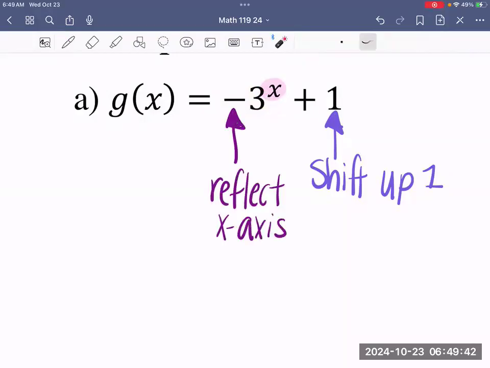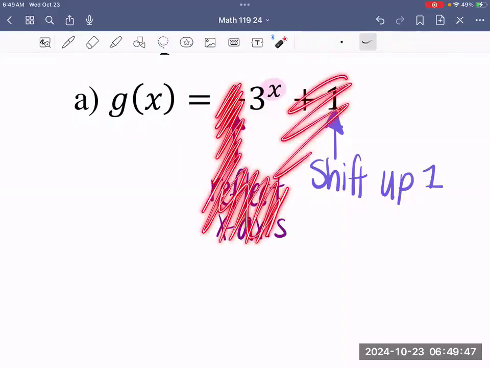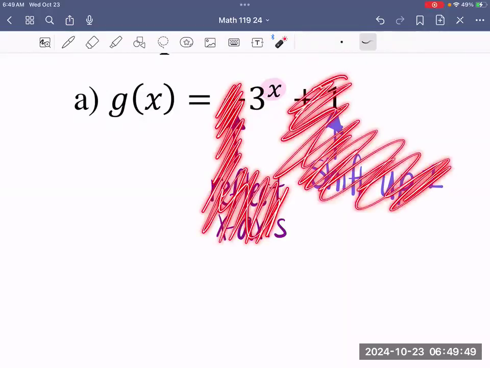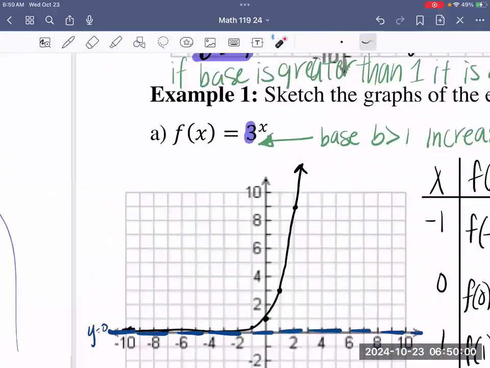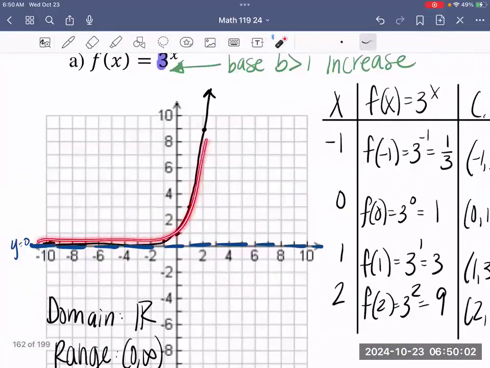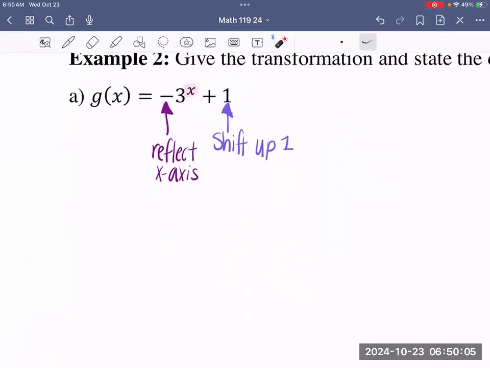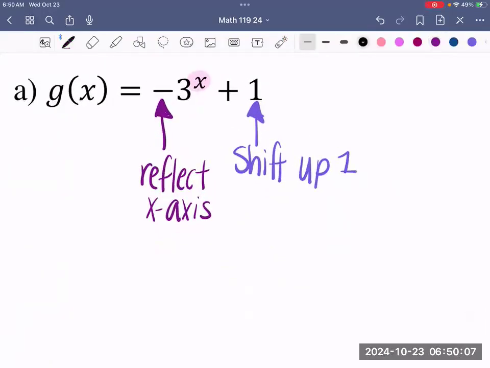So now let's take away all of your transformations, and whatever is left should be our parent function. So your parent function is g of x is equal to 3 to the x, which is coincidentally the exact one that we've graphed from before. So your parent graph is this one here. If we want to put your parent graph, we'll say f of x is equal to 3 to the x.